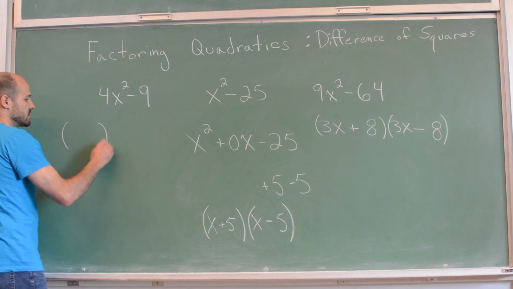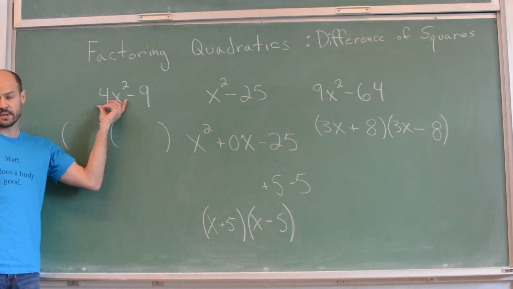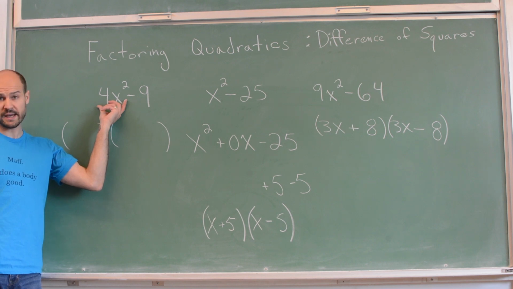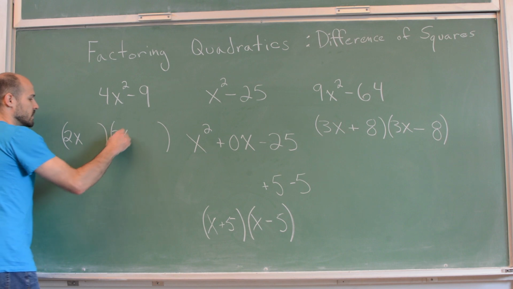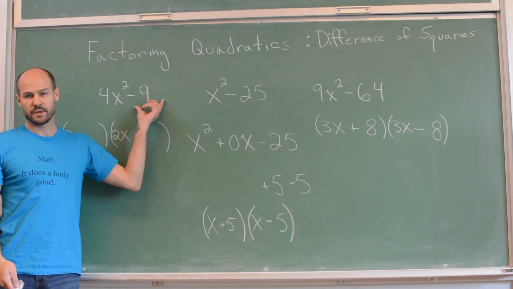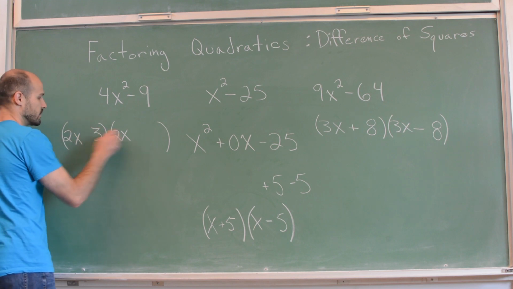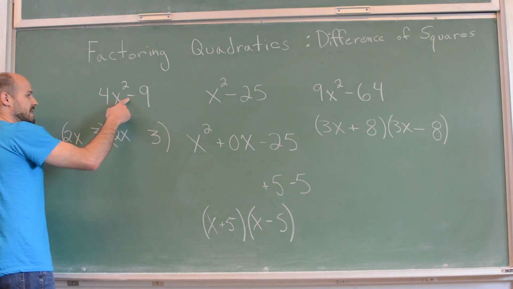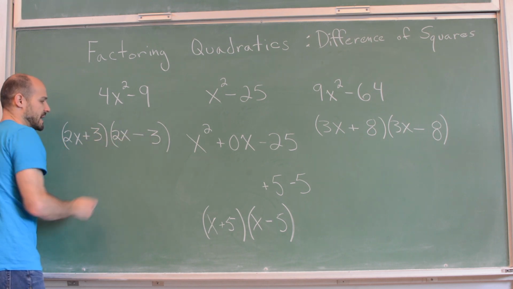Factoring it gives us two sets of parentheses. The square root of the first term, the square root of 4x squared is 2x, goes in the front. The square root of the second term, the square root of 9 is 3, goes in the second. And since this is negative, we're going to give one of these a plus and one of these a minus.